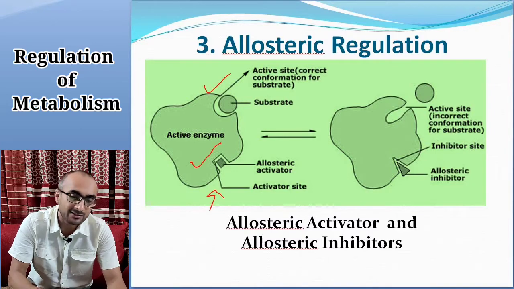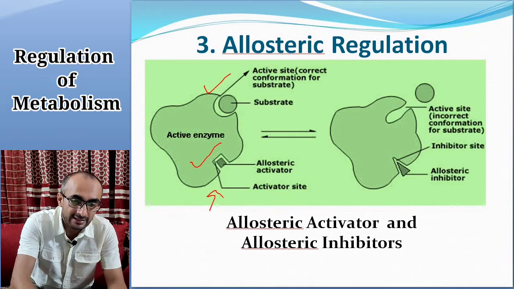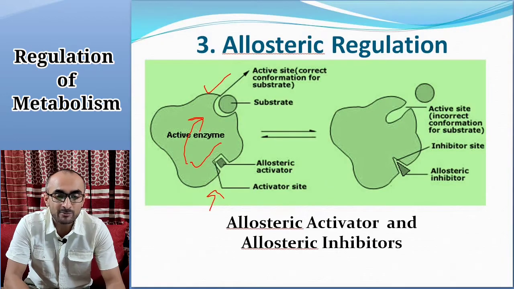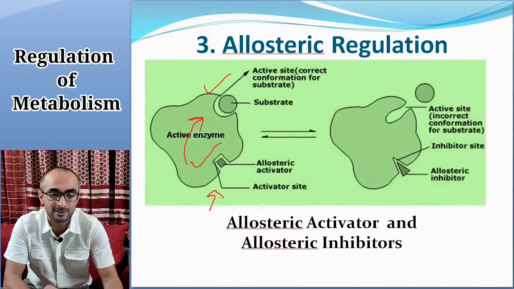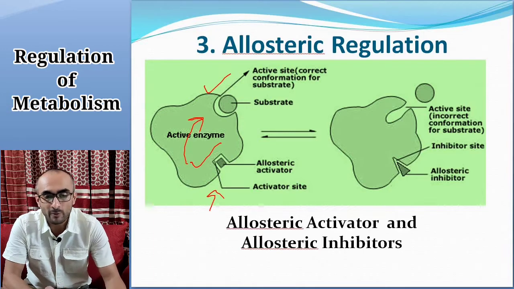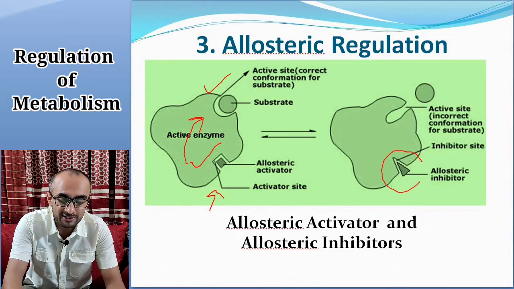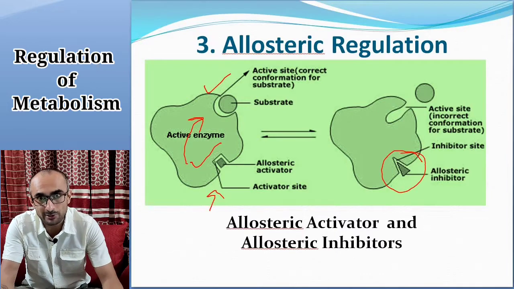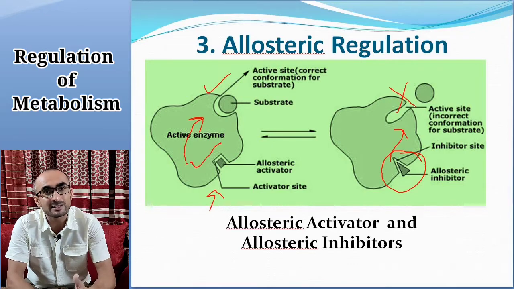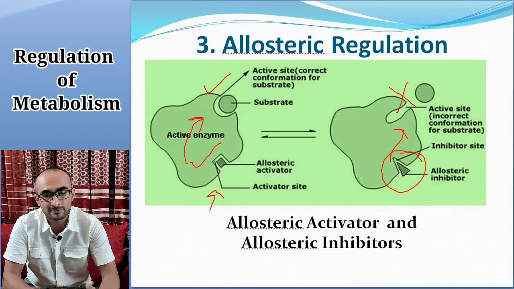So when an allosteric activator binds to this site, it changes the conformation of the enzyme in such a way that the enzyme can now efficiently bind to the substrate and can catalyze conversion of substrate into product. But in case of an allosteric inhibitor, when an inhibitor molecule binds to the allosteric site, the conformation of the enzyme is changed in a manner that the substrate can no longer bind to the active site. Hence the enzyme activity is inhibited.